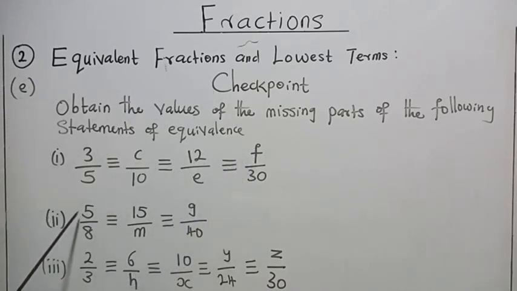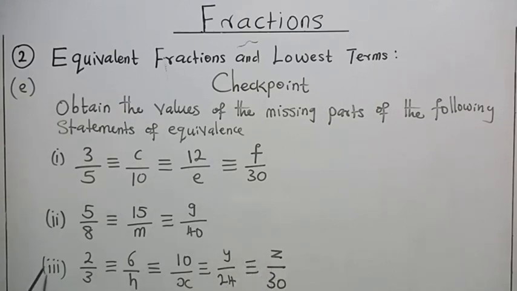II says 5 over 8 is equivalent to 15 over M, is equivalent to G over 40. III says 2 over 3 is equivalent to 6 over H, is equivalent to 10 over X, is equivalent to Y over 24, is equivalent to Z over 30.